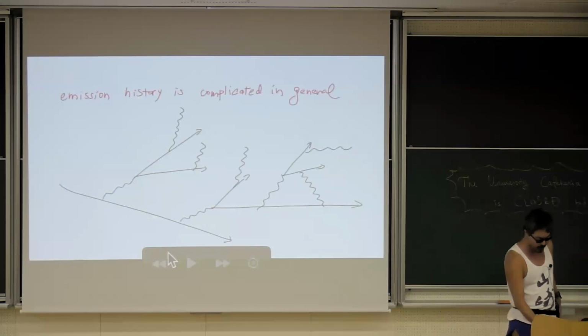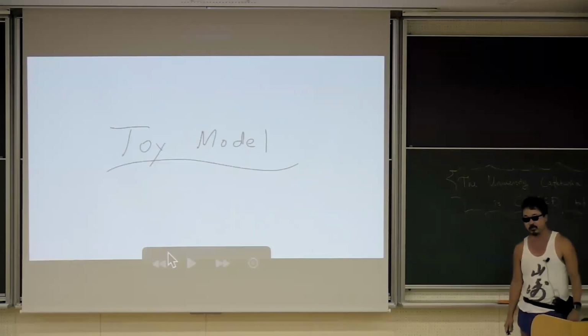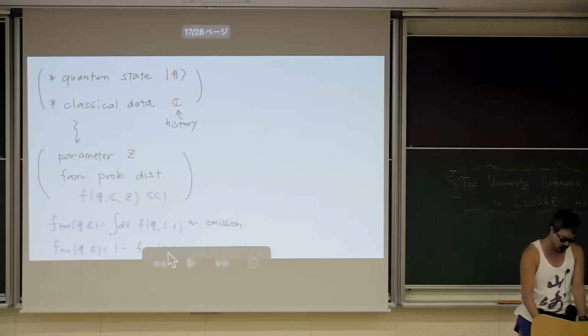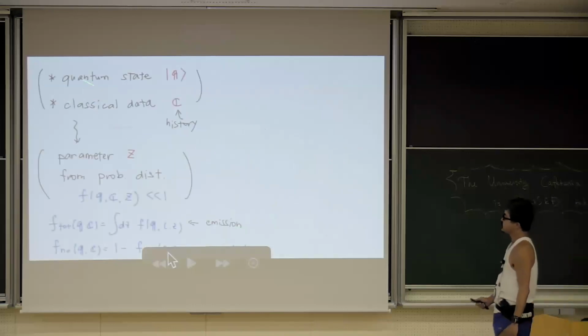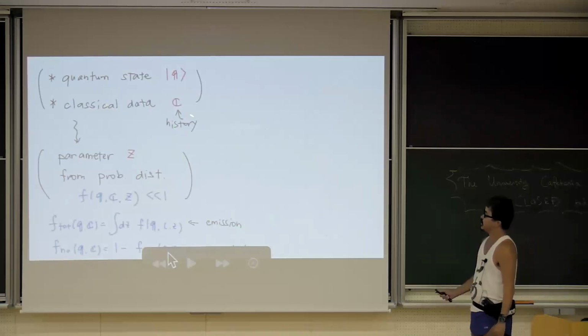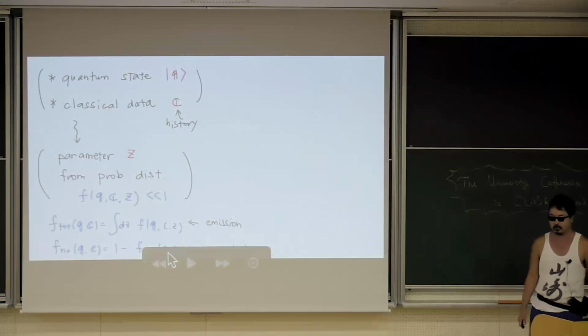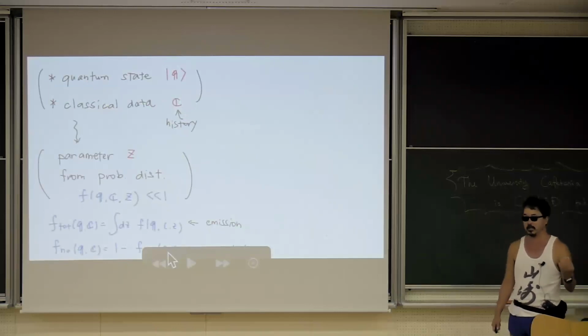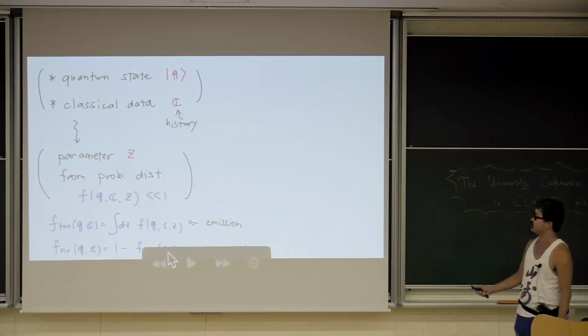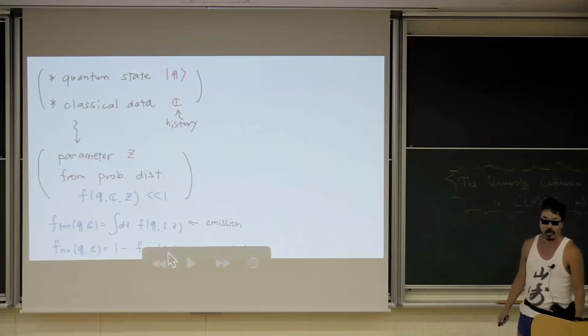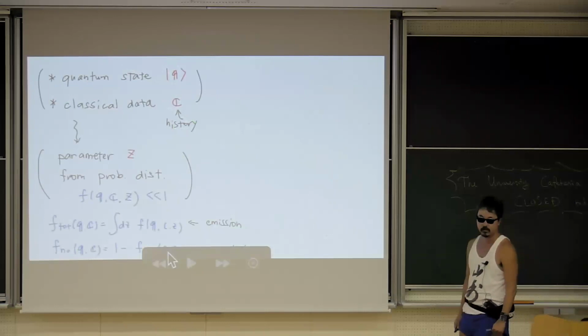So let me explain that in a much simpler problem. The situation is as follows. Here I have, in a very abstract way of writing, which makes the setup very, very general, some quantum state, which is denoted by Q, and the classical data, which is denoted by C.